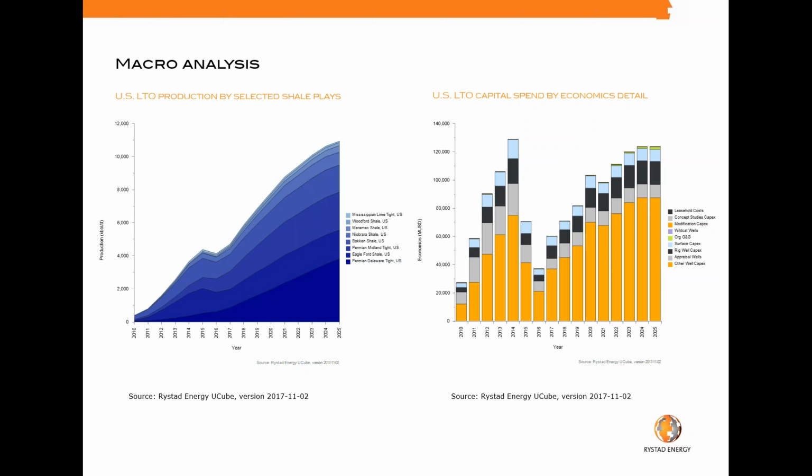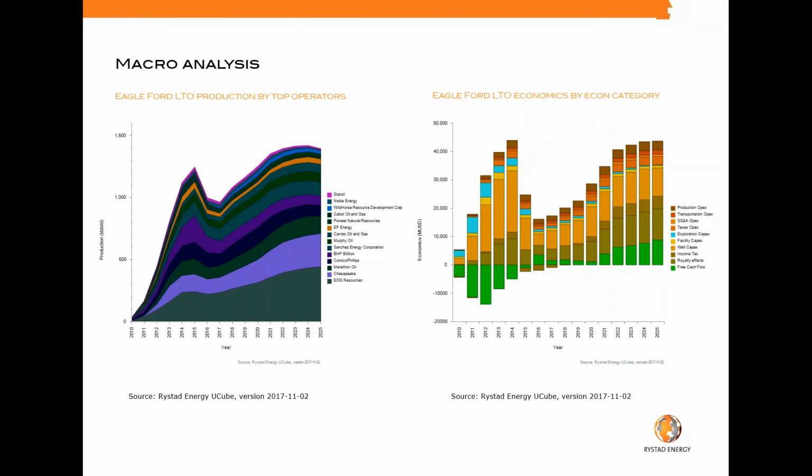I mentioned earlier the ease of segmenting different spending groups into more granular cost categories. So what I've done here on the right is segment this high-level LTO spending for the same 8 plays by economics detail, both historically and to 2025. And what we see here isn't too surprising. The lion's share of the spending is going towards drilling and completion activity, but there's also some significant spending going into the associated facility capex, rig capex, and a certain amount of appraisal drilling that we assume every year.